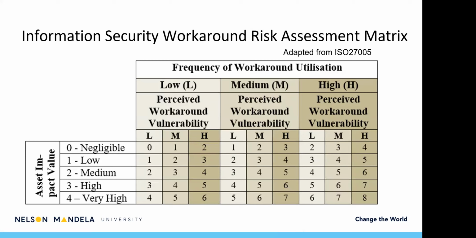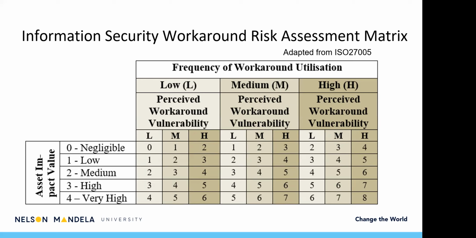Information security workaround risk assessment matrix. For information security workarounds risk to be assessed, workarounds need to be identified by management. Examples of ways in which workarounds could be identified are observation, surveys, and reports of breaches. Workarounds can be assessed using the information security workaround risk matrix based on the risk assessment matrix in ISO 27005.